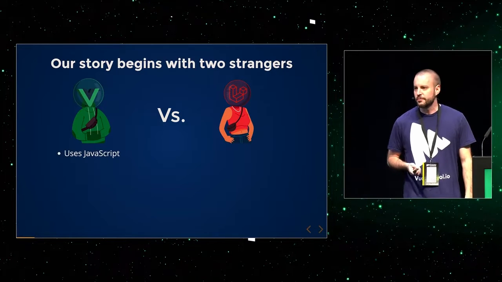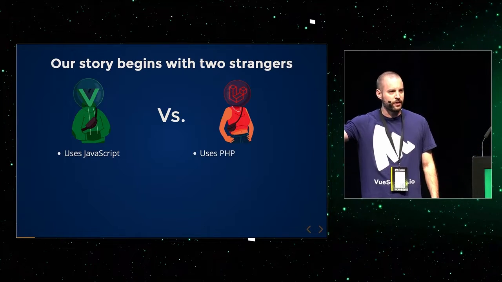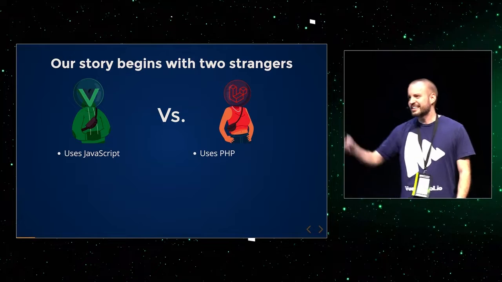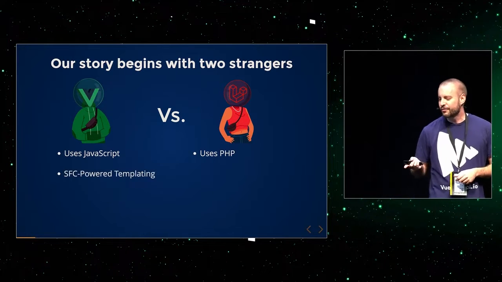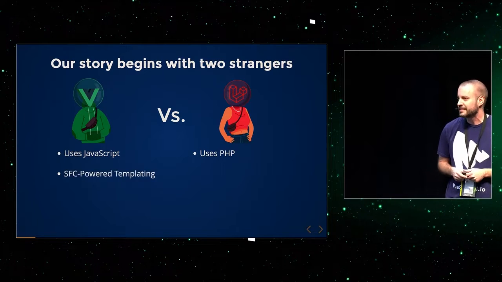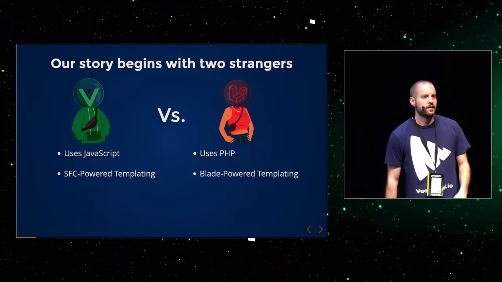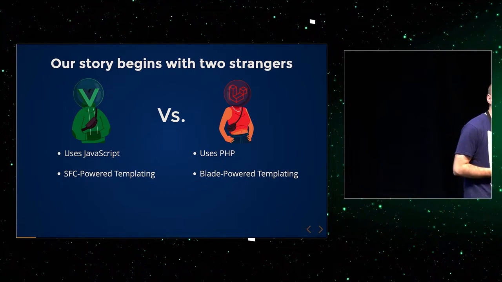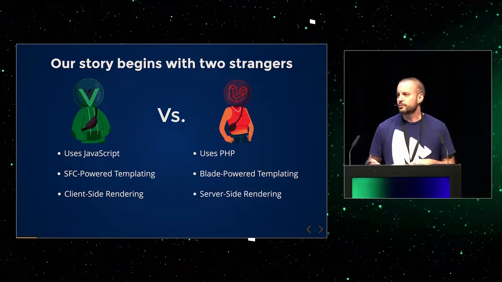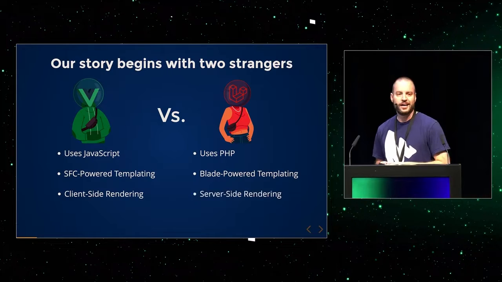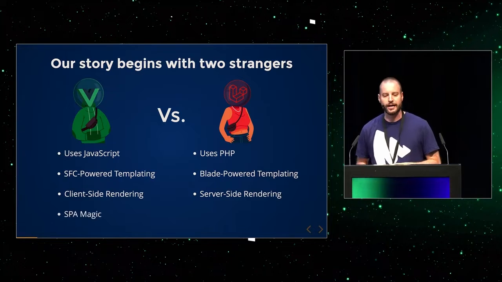Vue uses JavaScript, of course. Laravel uses PHP. Who here has used Laravel before? Anybody? Okay, excellent. So you know what a difference PHP and JavaScript really are. Single file component templates is how Vue does the view layer. Blade components is the way that Laravel does the view layer. We have client-side rendering for Vue.js. We have server-side rendering for Laravel, right? Sending that nice, clean, static HTML to the browser.